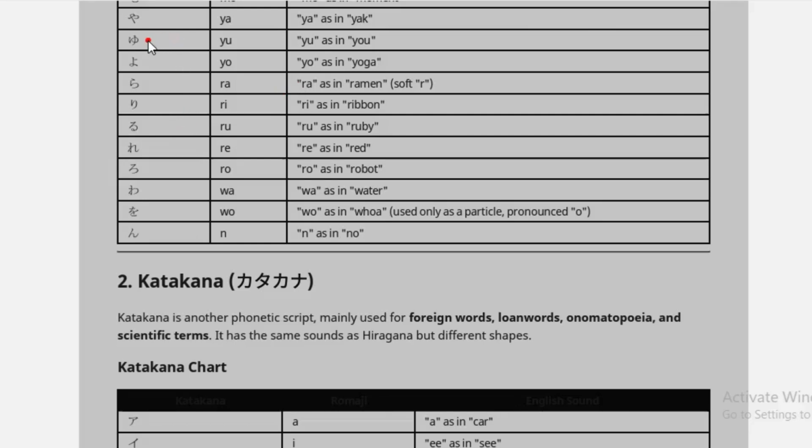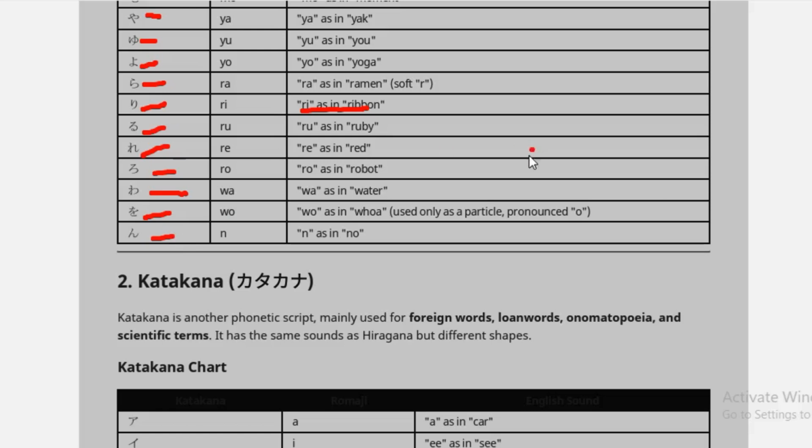And this is ya, yu, yo, ra, ri. Same ri as in ribbon. Ru, re, ro, wa, o.